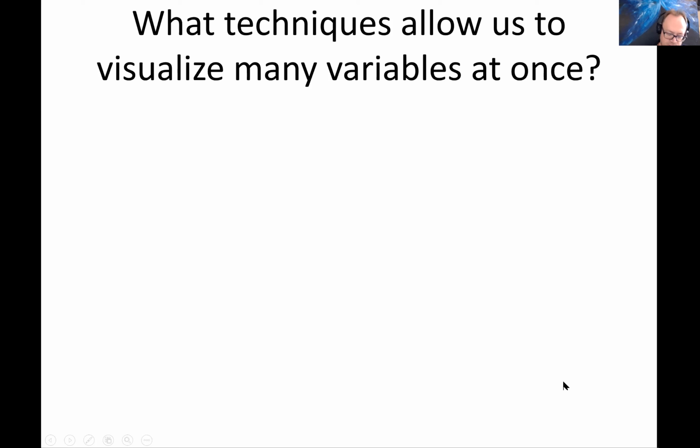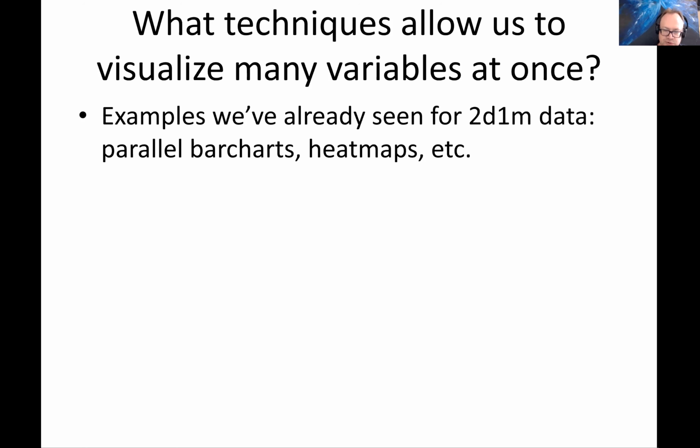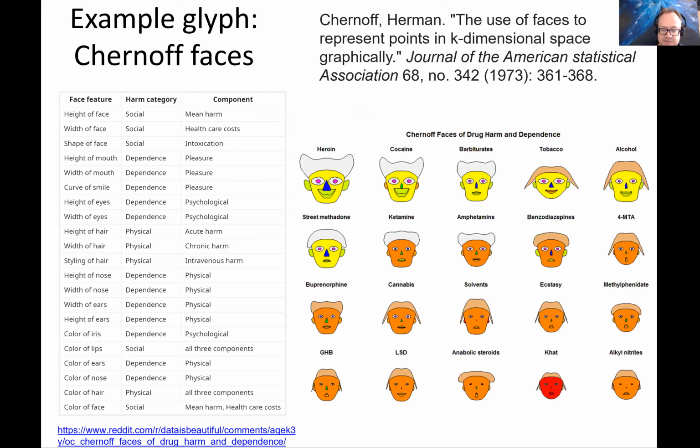Okay, so what are some examples of ways we can visualize many variables at once? I've already shown you some hints of how to do that with parallel bar charts and heat maps. Another way we can show many variables at once is with something called a glyph. And there are other techniques I'll get to later on, but for now, let's just talk about glyphs for a moment. So one of the earliest glyphs that were proposed were Chernoff faces. The idea of a glyph is it's a little picture, a little graphic that has several parameters that can be mapped to different variables in your data set. And in this case, someone decided to take information about different drugs and map those to different parts of these faces. And so we get a little picture summarizing each of these drugs and their effects.